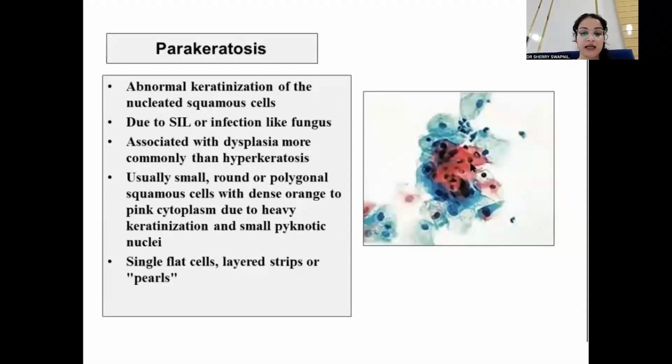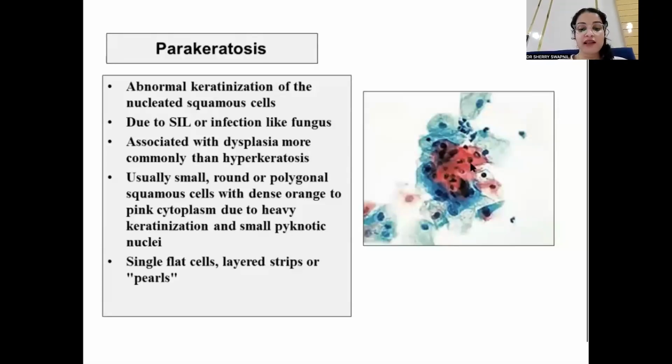Next slide. Now parakeratosis. This is important. Why are we discussing parakeratosis? It is generally abnormal keratinization of the nucleated squamous cells, basically retention of the nucleus. So why the retention of the nucleus? It can be normal, it can be because of infection, or it could be because of cancer.